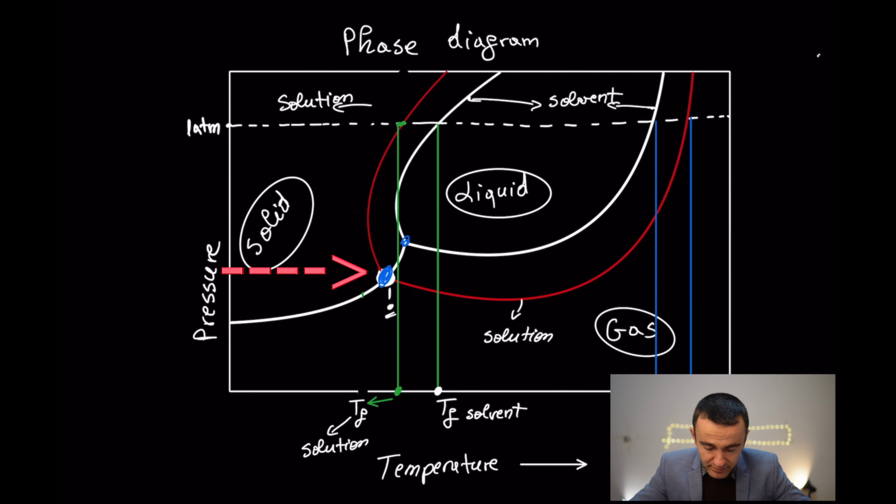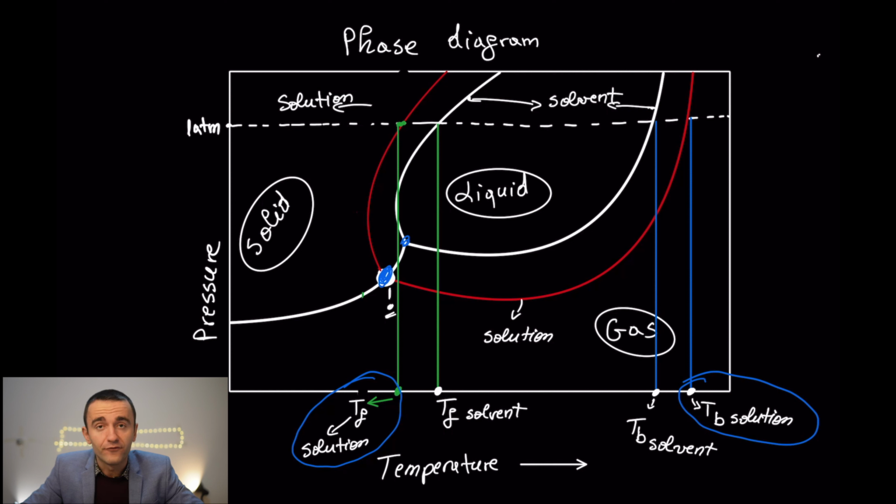As a result, it gives us a lower freezing point for the solution and a higher boiling point for the solution compared to the pure solvent. The typical real-life example of this is automobile antifreeze, that not only prevents the freezing of the water, but also prevents the boiling of the water.